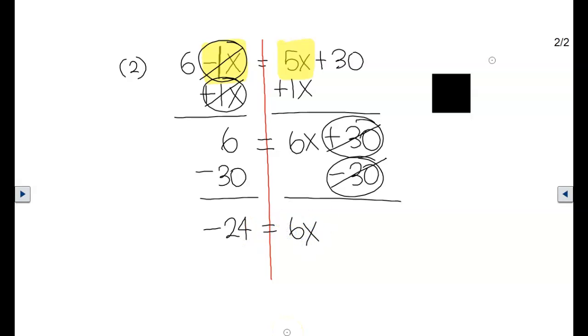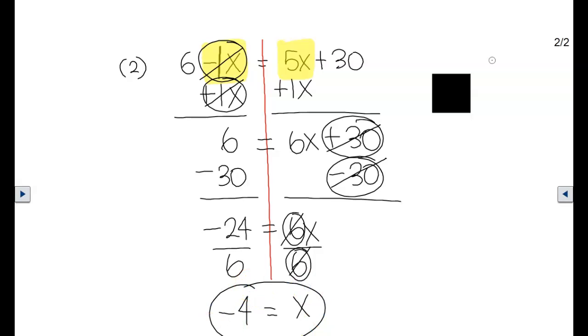So one more step to do, undo multiplying or dividing. I can see 6x, 6 times x. So I'm going to do the opposite of multiplying by 6, which is dividing by 6, both sides. My multiply by 6 and my divide by 6 undo each other, so x is alone. Negative 24 divided by 6 gives me negative 4 as my answer.